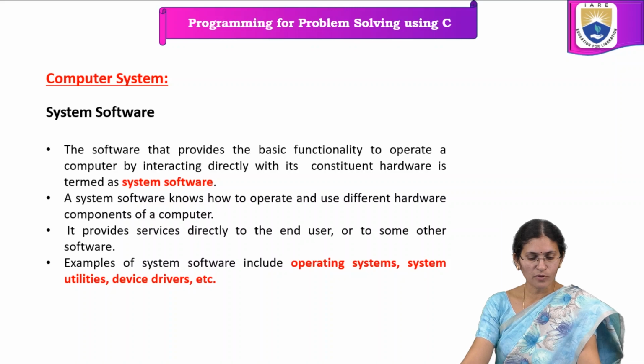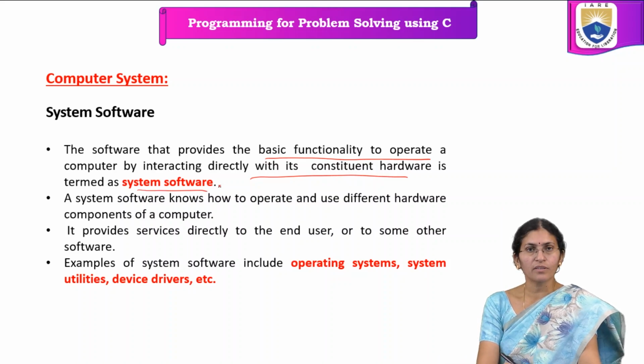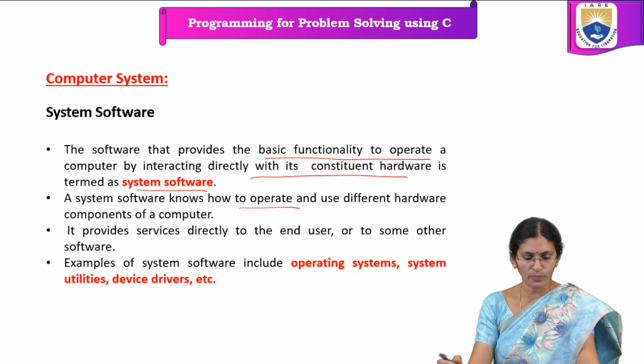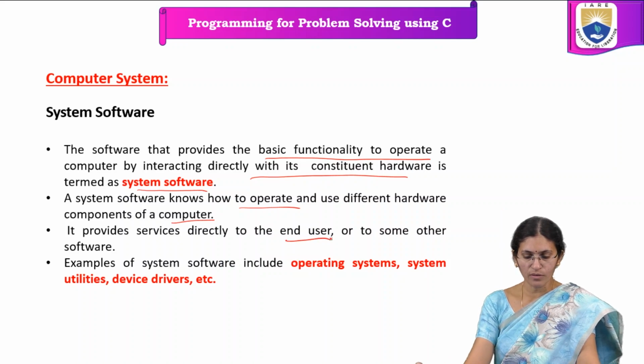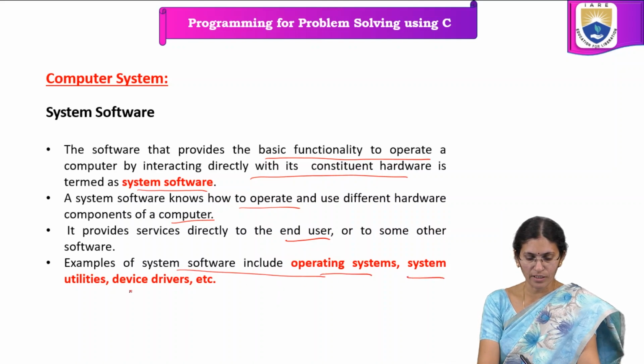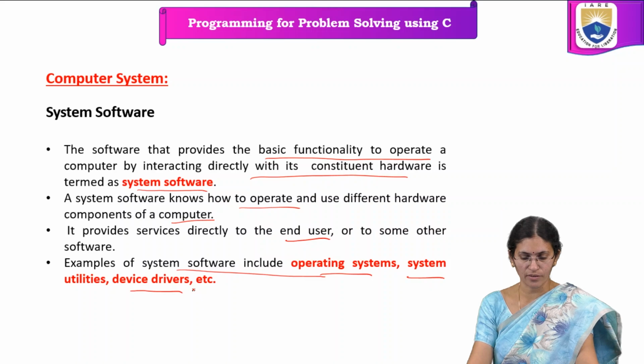Coming to system software, what is system software? It provides the basic functionality to operate a computer by interacting directly with its constituent hardware. That is called system software. System software knows how to operate and use different hardware components of a computer. It provides services directly to the end user or to some other software. Examples of system software include operating systems, system utilities, and device drivers.